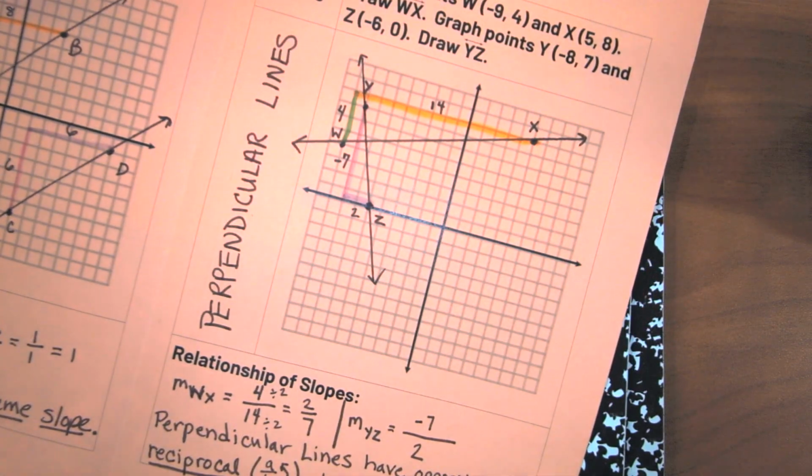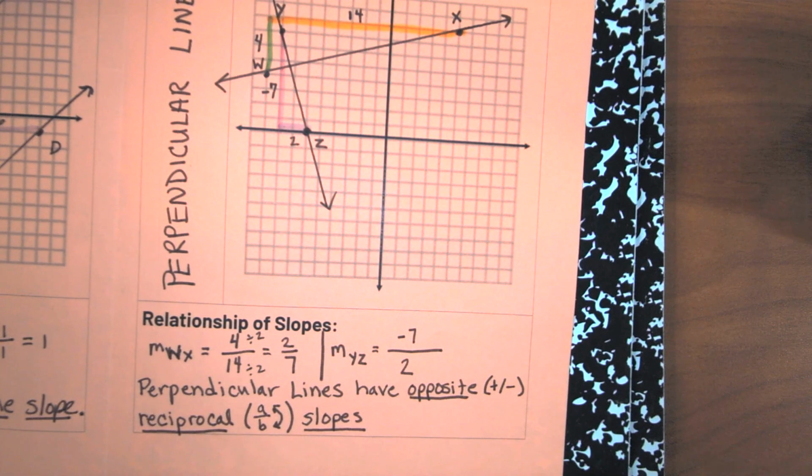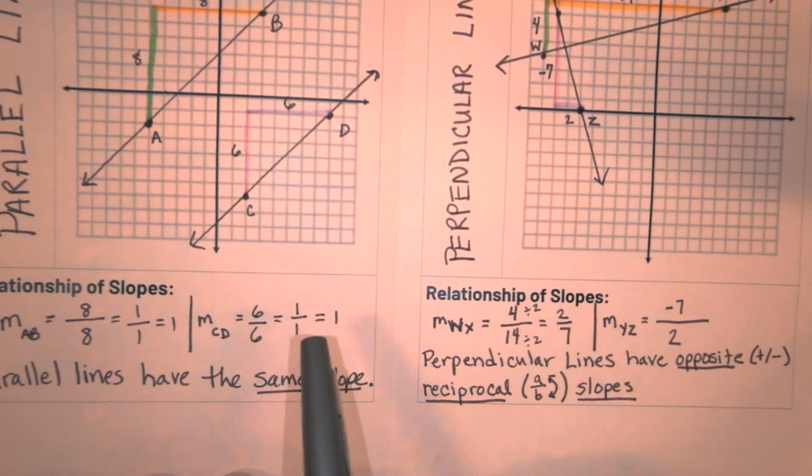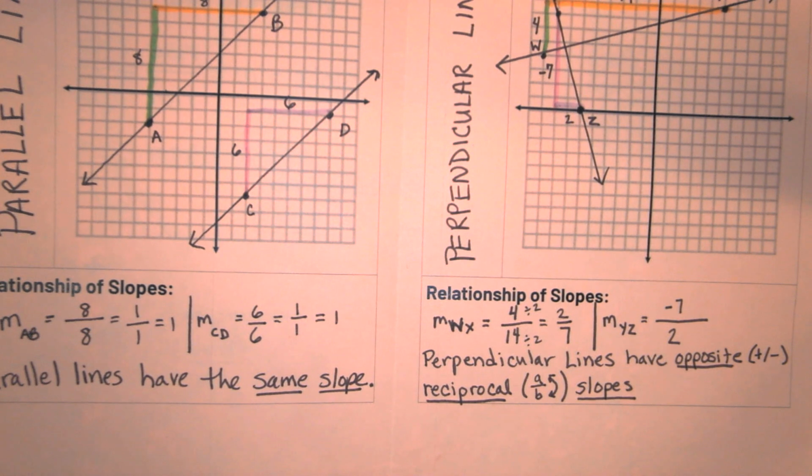So that's the relationship between perpendicular and parallel lines. If you have things that are neither one, you're not going to see either of these things happening. So there'll be no pattern with opposite reciprocals, or they won't have the same slope either, and then they're just going to be intersecting lines. So nothing special happens with intersecting lines.